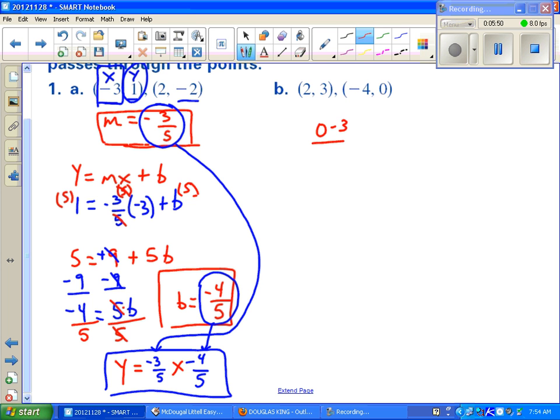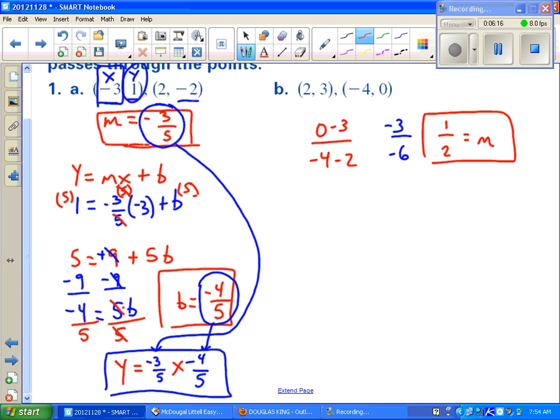0 minus 3 over negative 4 minus 2. To find the slope, 0 minus 3 is negative 3, and negative 4 minus 2 is negative 6. Now this says negative 3 over negative 6, or negative 3 divided by negative 6. A negative divided by a negative is a positive, and 3 goes into both of them. It goes into 3 one time and into 6 twice. So your slope for this equation is going to be a positive 1/2.